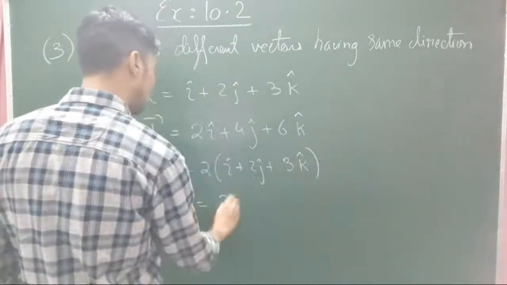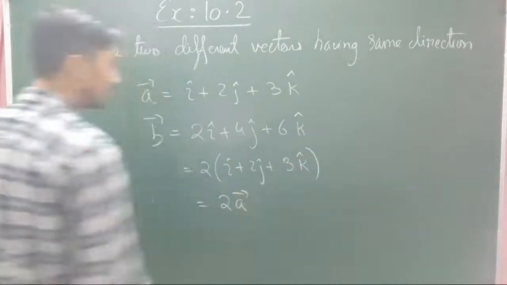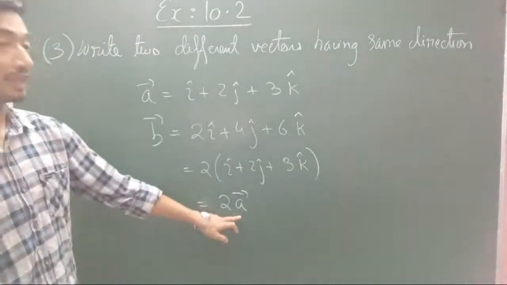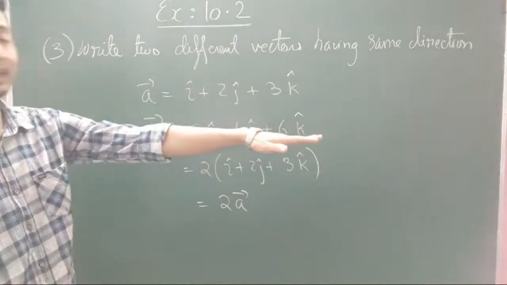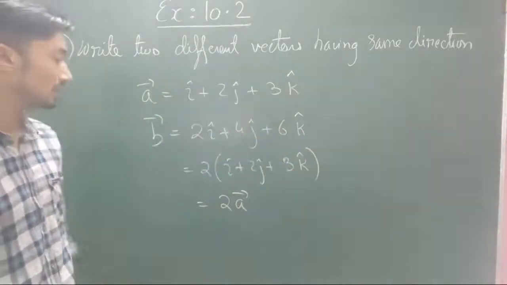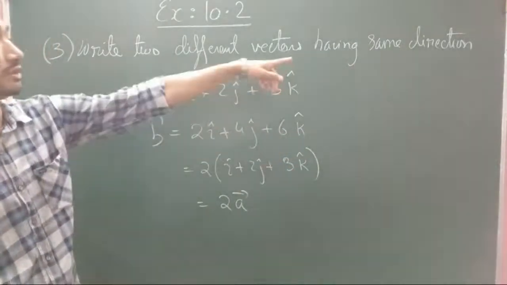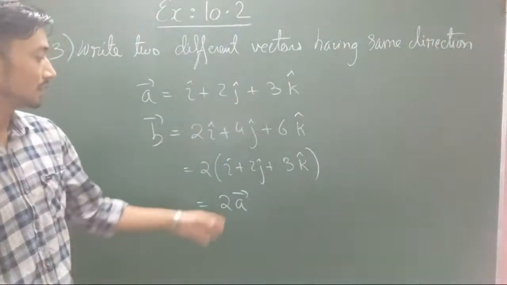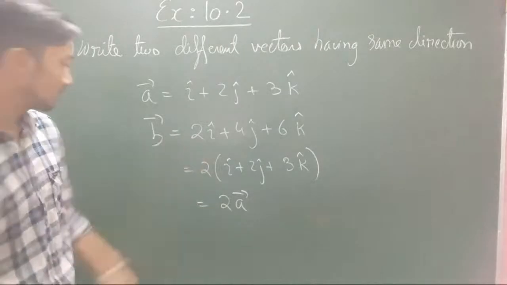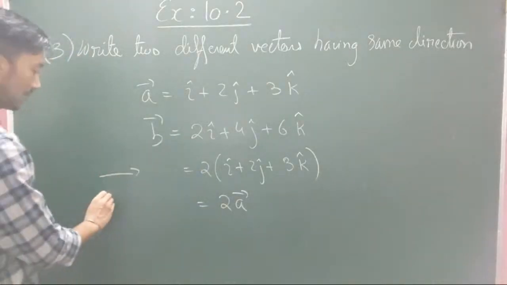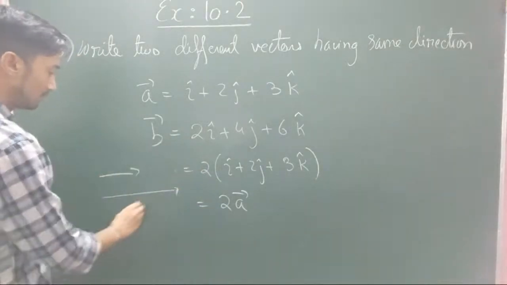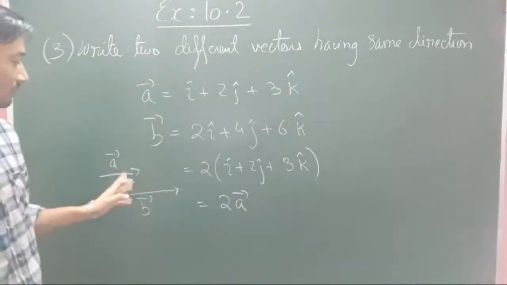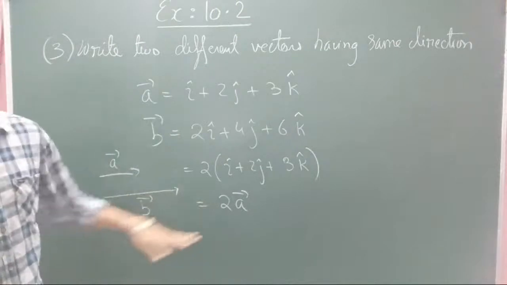So this is nothing but 2 times vector A. So vector B is 2 times vector A. So definitely they are in the same direction, having different magnitude. Maybe magnitude can be different. Here the question is same direction. Their magnitude can be different, but this proves that vector B is simply double of vector A. Positive sign means in the same direction.